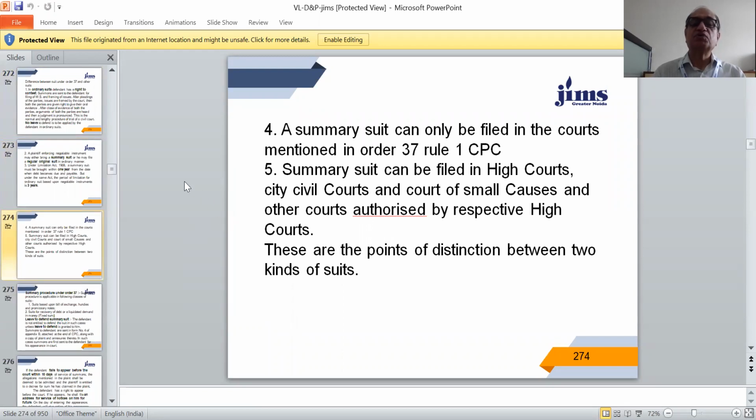Dear students, a summary suit can only be filed in the courts mentioned in Order 37 Rule 1 CPC. Summary suits can be filed in the high courts, city civil courts, and court of small causes and other courts authorized by the respective high courts. So we have to see the points of distinction between the two kinds of suits, that is an ordinary suit and a suit filed under Order 37.